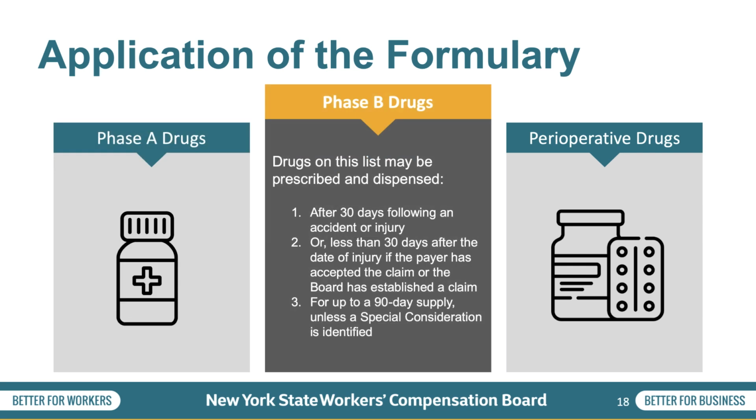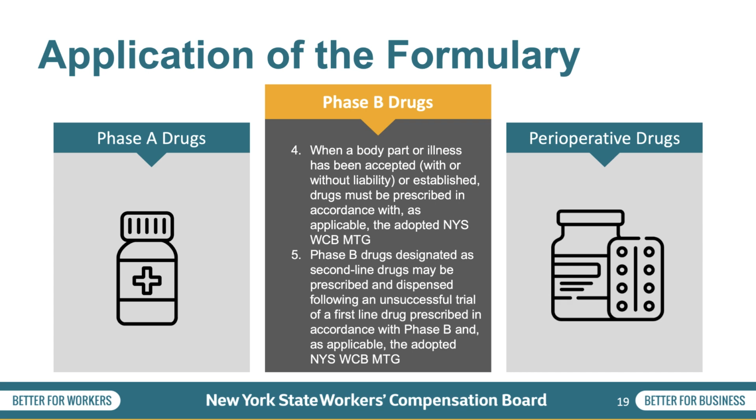Drugs on the Phase B list may be prescribed or dispensed after 30 days following an accident or injury, or less than 30 days after the injury if the payer has accepted the claim or the board established the claim. Drugs on the Phase B drug list may be prescribed for up to a 90-day supply unless a special consideration is identified. Also, it should be noted that the Phase B list is used when a body part or illness has been accepted or established. This may actually occur within the first 30 days following the accident or injury. At this point, the Phase B list should be used.